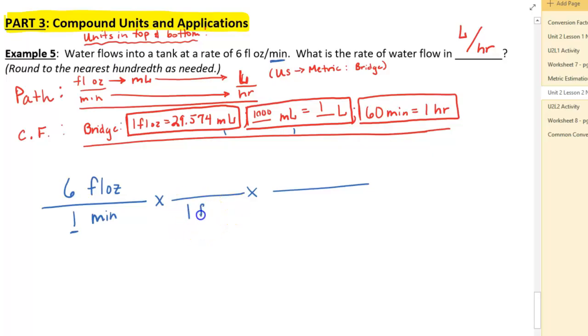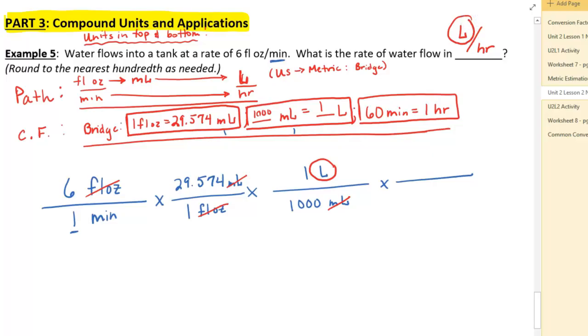So 1 fluid ounce down here and 29.574 milliliters up top. Then I'm going to use this one. Milliliters are going to go on the bottom, so they'll cancel out. So 1,000 milliliters is equal to 1 liter. So just pause for a minute. For the top, our fluid ounces are gone. Our milliliters are gone. We're left with liters, and that is what we were asked to find.